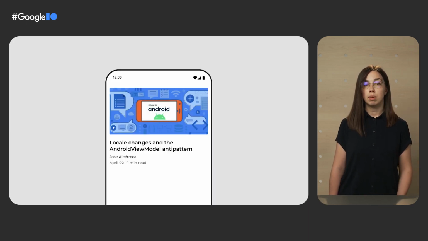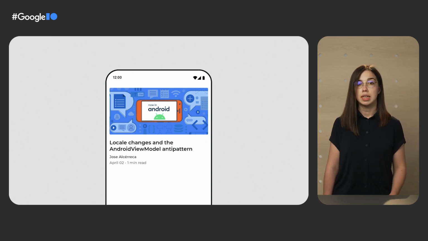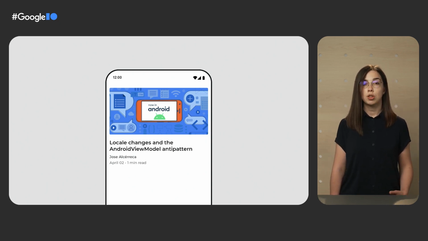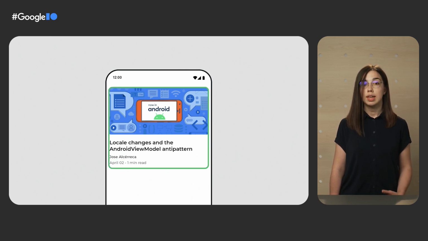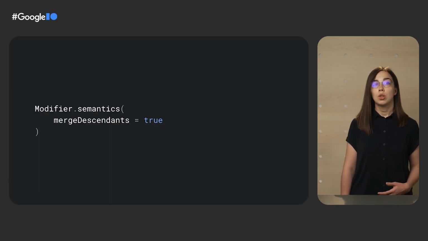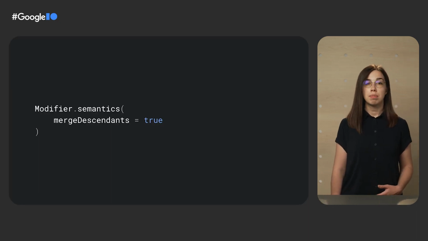Here is another example of the merging. This UI represents a clickable card with a few texts and an image. If there wasn't a merging mechanism, an accessibility service, a screen reader for example, would focus on each node separately. But because these nodes as a whole convey the meaning of a card, we'd like the screen reader to deal with these nodes as a single unit. To achieve this behavior, you should pass true to the mergeDescendants parameter of the semantics modifier.